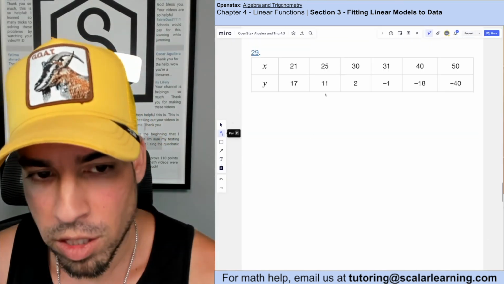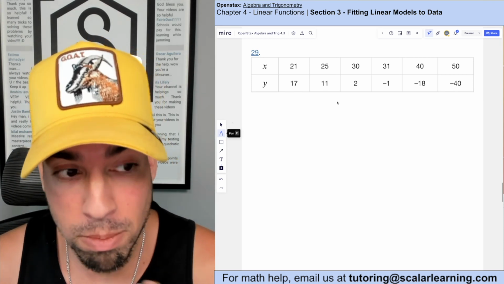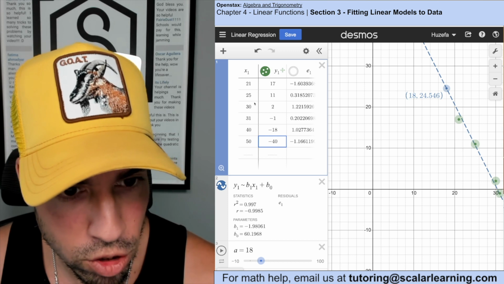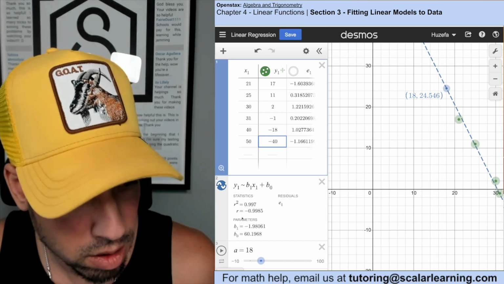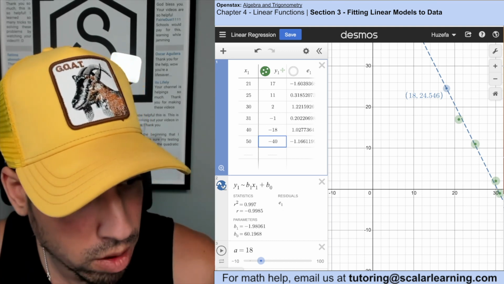For this question, we're going to utilize Desmos to plug in the data and then create a linear regression model. So let's do that. Now, when we plug in the values here in the table like so, you see that we get all these nice constants that we need. We get the correlation coefficient, B1, B0. So let's write out the linear equation.